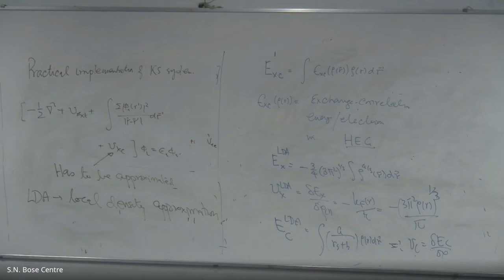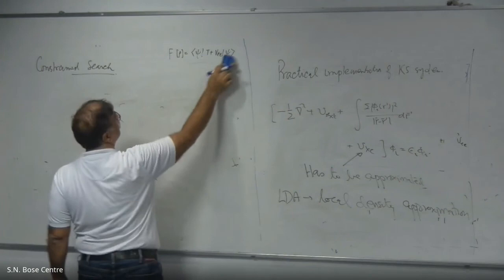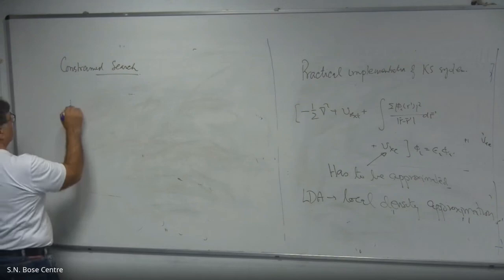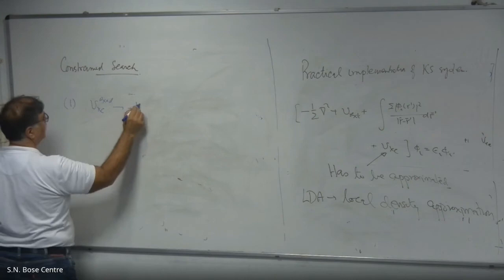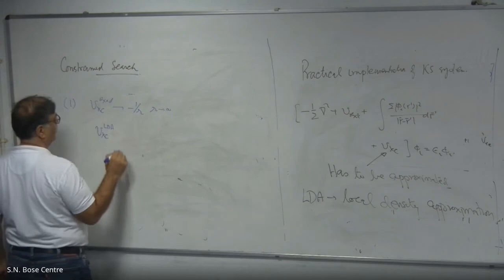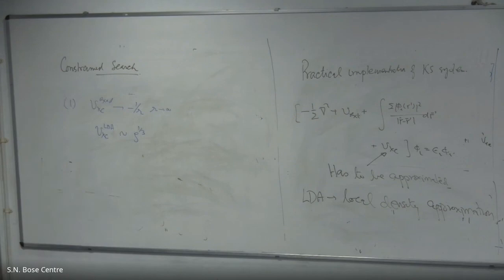Okay, now let's see. So we're doing calculations, numbers. I don't remember them offhand, but I'll give you some general idea. Those of you who are doing research already know how to do these calculations with the computer command, but let's find some shortcuts. Number one, I had said that V_xc exact goes as minus 1 over r for r tending to infinity. Let's see what V_xc LDA does. This is going as rho raised to 1/3. In a bound system, how does the density decay in the limit r going to infinity? Exponentially. So this will go like e raised to minus alpha r.